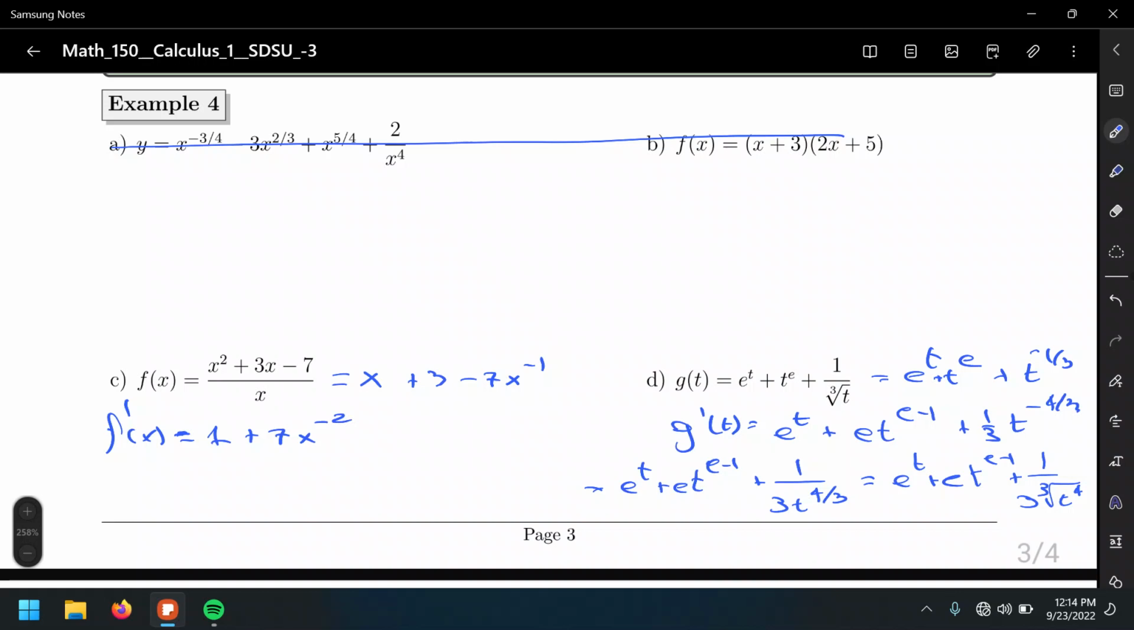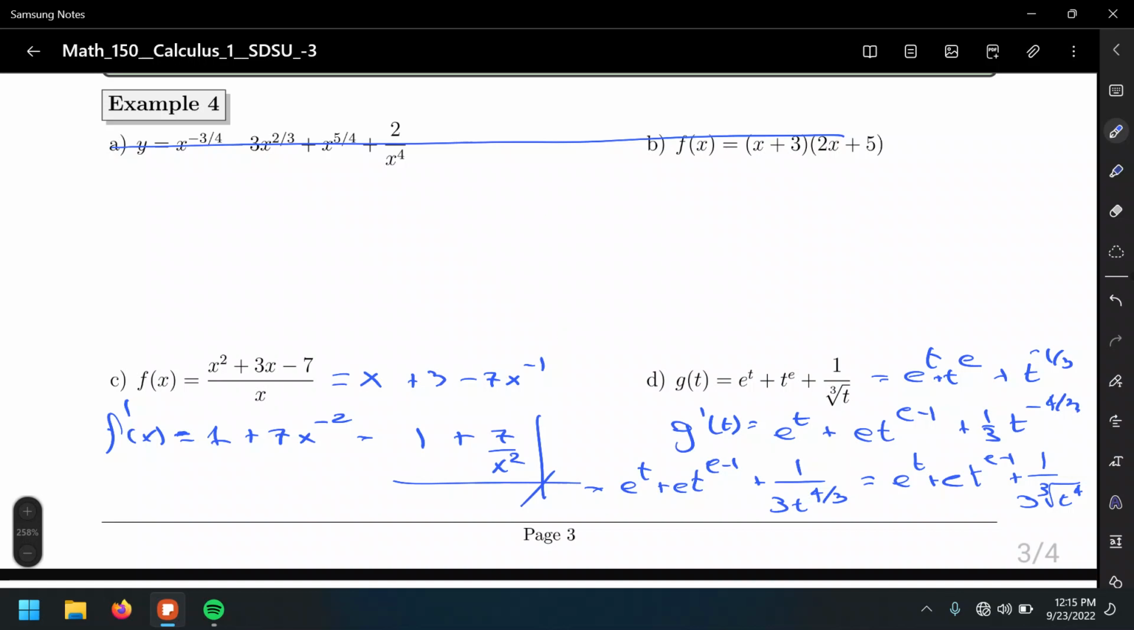But we don't want to leave this in terms of negative exponents, so we write this x to the negative 2 as a positive exponent. That's 1 plus 7 over x squared, and that's the final answer. So in some cases we need to do some algebra first before being able to differentiate.